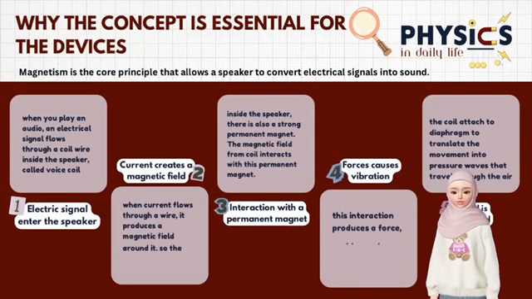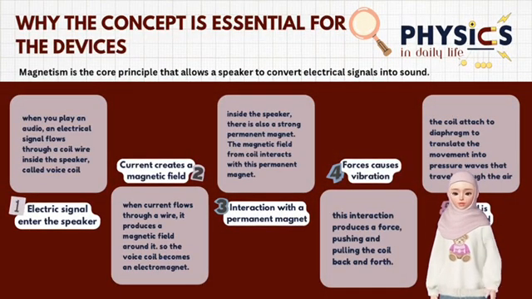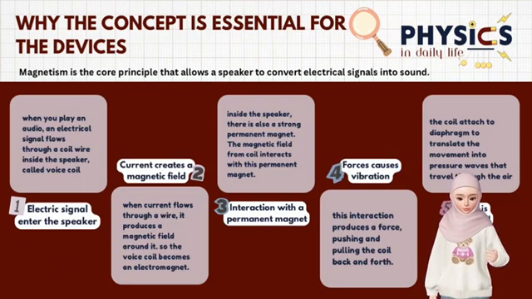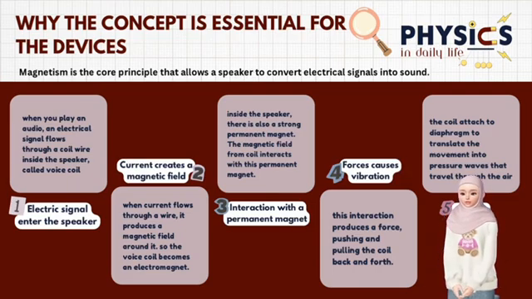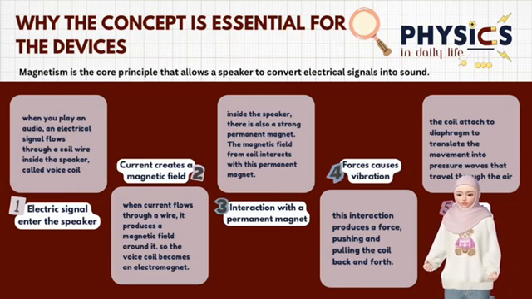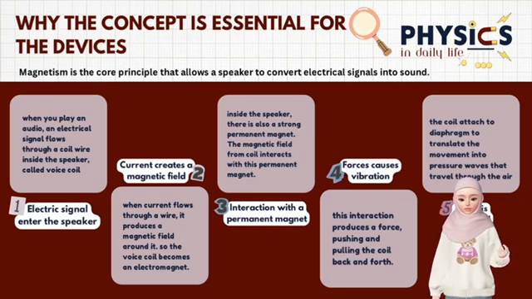First, an electric signal enters the speaker. When you play audio, an electrical signal flows through a coil of wire inside the speaker, called the voice coil. Why is the concept essential for the device? Magnetism is the core principle that allows a speaker to convert electrical signals into sound. Second, current creates a magnetic field. When current flows through a wire, it produces a magnetic field around it, so the voice coil becomes an electromagnet.